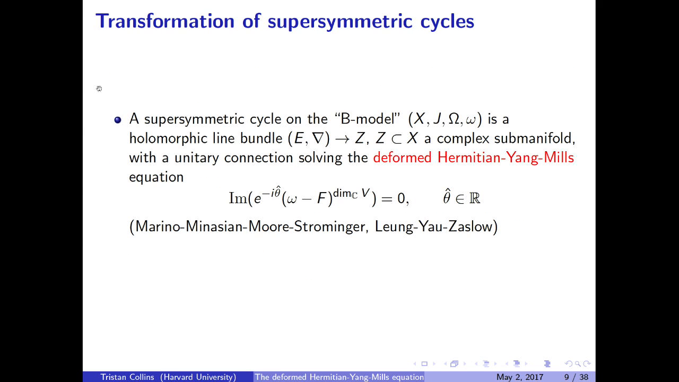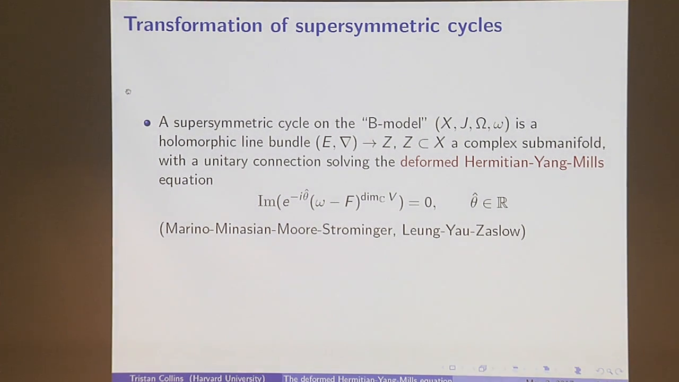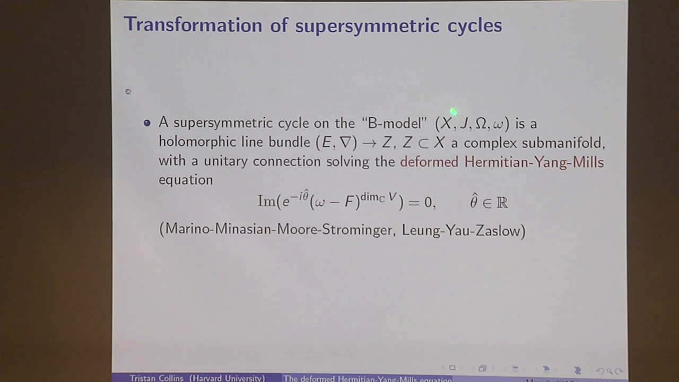Okay, so now you can ask vice versa, right? And it turns out to be the same. So a supersymmetric cycle on the B model on the complex side is just a bundle with a connection, a holomorphic vector bundle or line bundle with a connection over a complex submanifold. And this connection is supposed to satisfy this equation. So the same sort of equation.